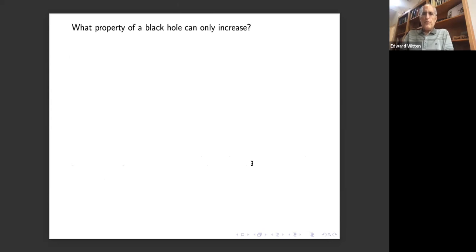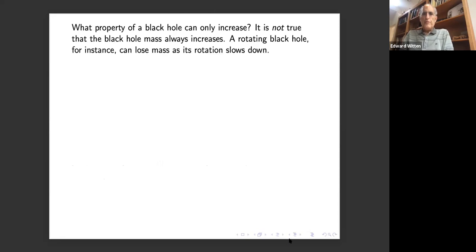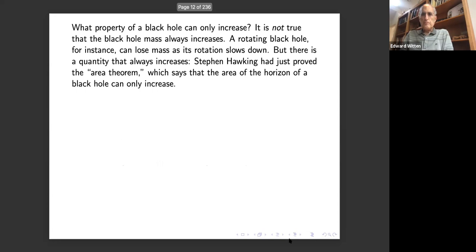So this might make you ask, what property of a black hole can only increase? Well, the answer is not the mass of the black hole. It's not true that the mass of a black hole always increases. For example, a rotating black hole can lose mass as its rotation slows down, and it's believed that that powers jets from the centers of galaxies. But there is a quantity that always increases.